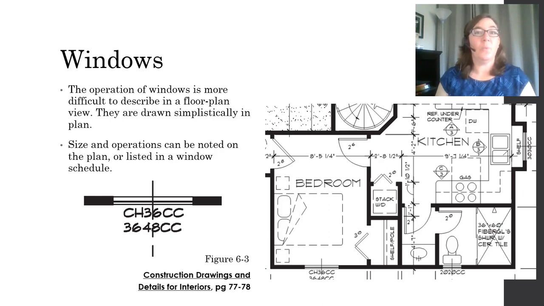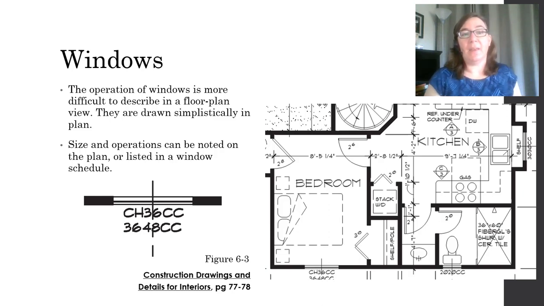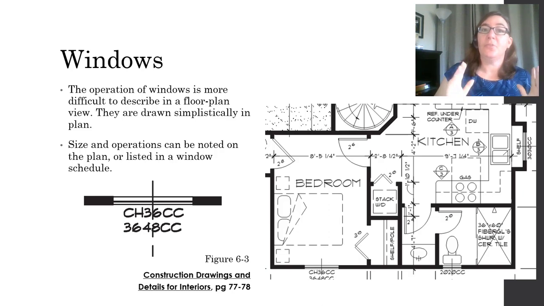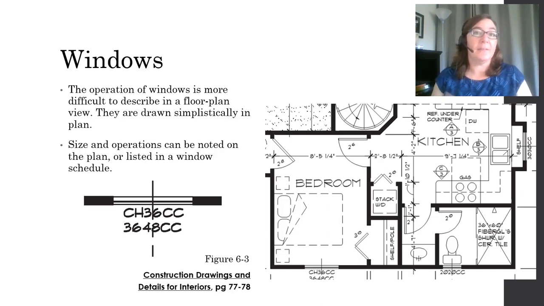Let's move on to windows. The operation, or how windows are opened, is more difficult to describe in a floor plan view, so they're usually shown in the closed position, and they're drawn simplistically. Sometimes the size and operation, the type of window is noted on the plan. If you look at this example, they've got a note next to each window, right here, right here, right here. All right. Or sometimes they are tagged with a number or a letter and then listed in a window schedule.